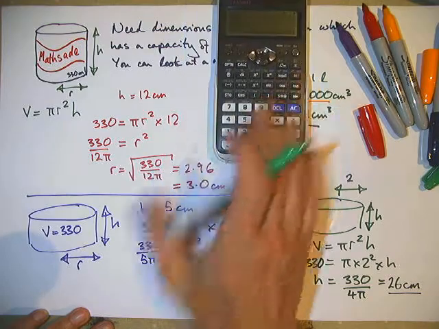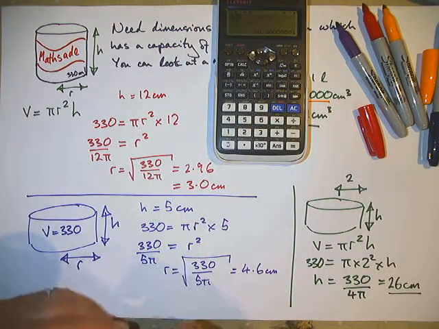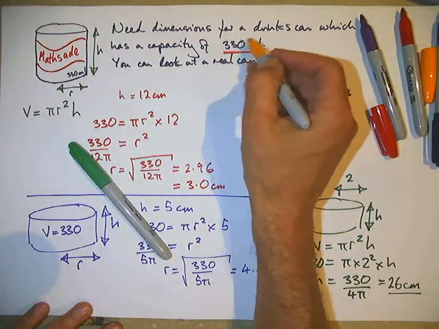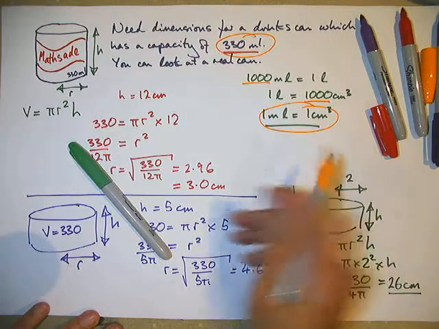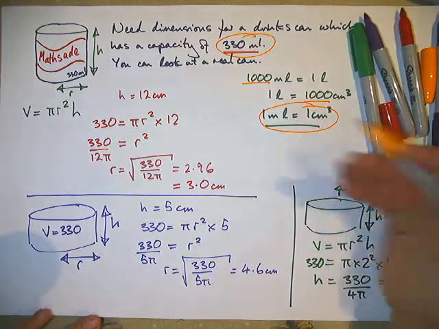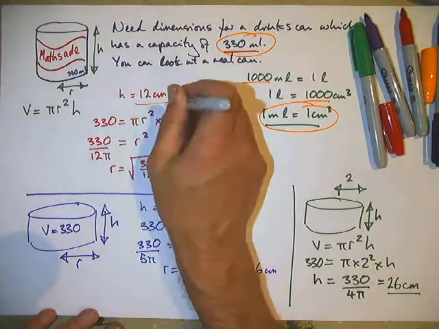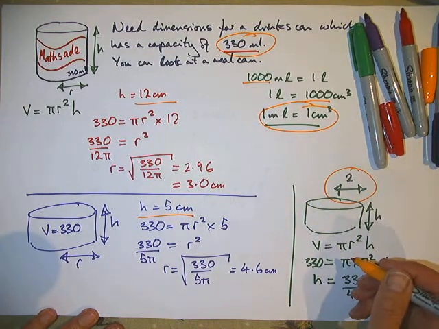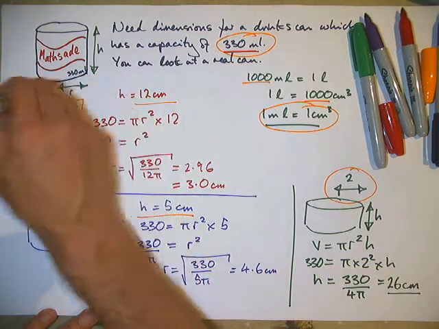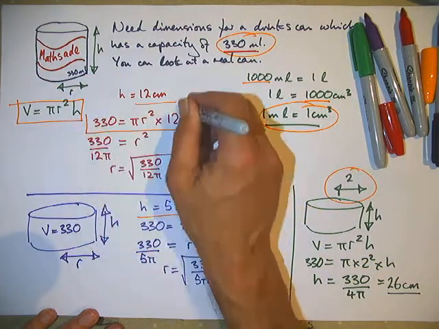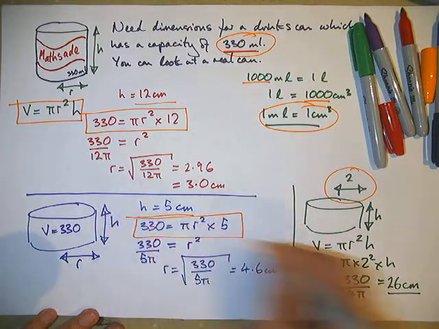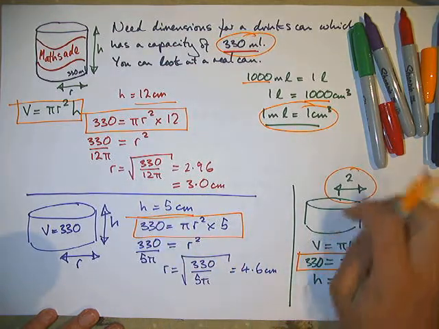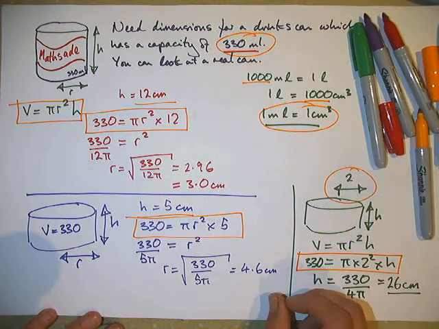Okay, so what was this question actually about? This question was knowing how milliliters relate to centimeters cubed, and then just being prepared to make a start somewhere. Whether you started with 12 or started with 5 or started with a radius of 2, quoting the right rule, substituting values in, and then rearranging. And that's how to do question 7.